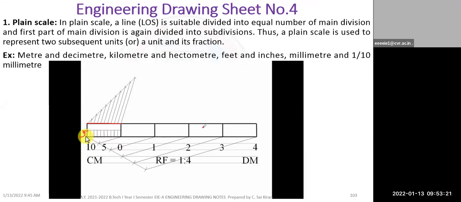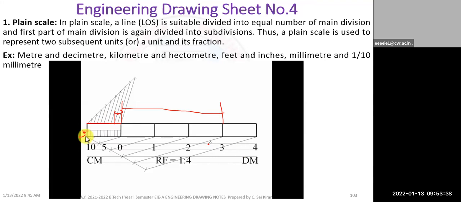And if you want to measure, suppose 3.2, 3 decimeter and 2 centimeters, what I have to do is highlight 3 from this side, and I need to highlight 2 from this side. So the total will become 3.2 decimeter.